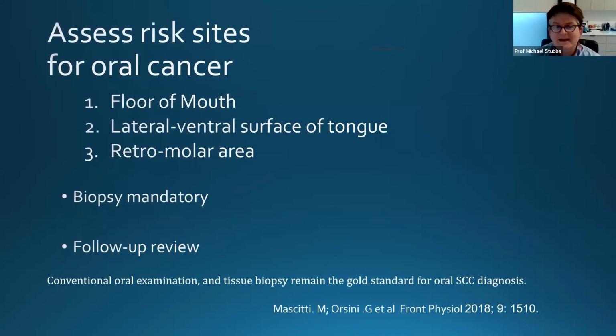So as a take-home message, if I may, and as a summary, when you're looking at your patients, always check out the lips, because depending on what part of the world you're in, certainly in Australia, we have lip squamous cell carcinomas. Always check floor of mouth, lateral ventral surface of tongue, and retromolar areas. Remembering, of course, other sites in the mouth can have cancerous changes too.